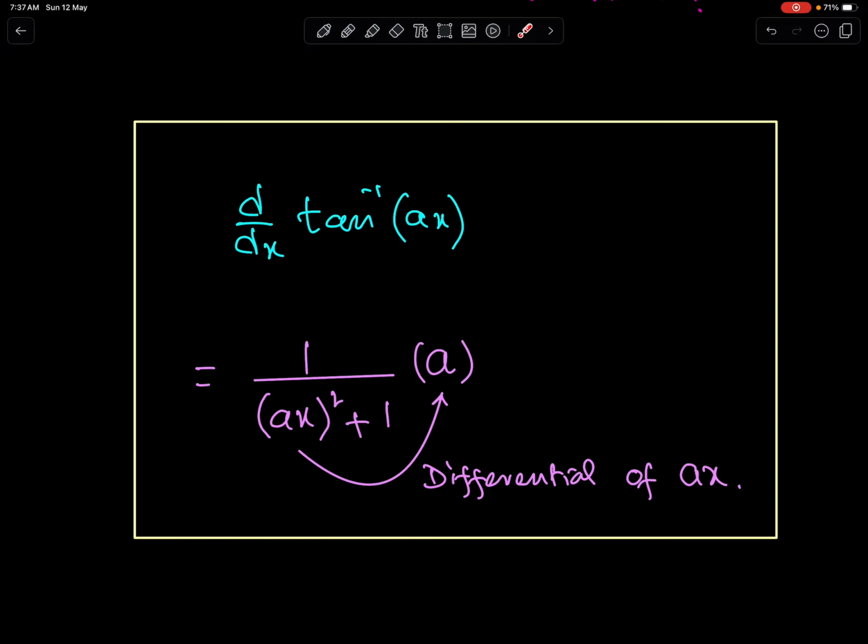This is the way to differentiate tan inverse. First write 1 upon square of this function, then plus 1 is the part of the formula, and then multiply this whole fraction with the differential of this function. The differential of ax is a.